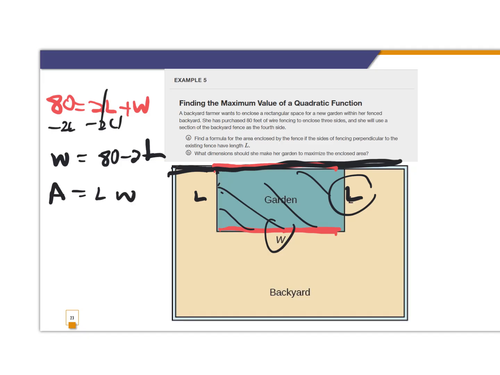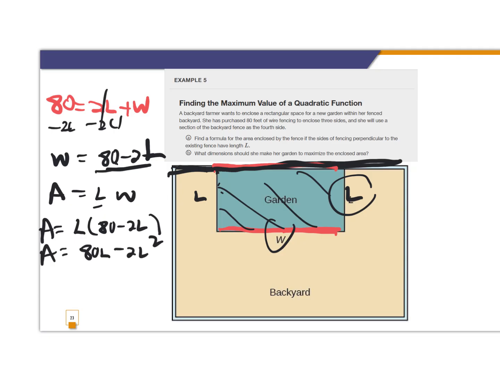That's the area formula. So I already know that W can be substituted for 80 minus 2L, and I already have 1L. So my formula for A will be the 1L times the W, which I've already turned into 80 minus 2L. Distribute that L, I get my formula is 80L minus 2L squared.